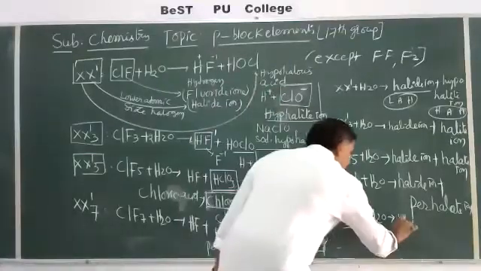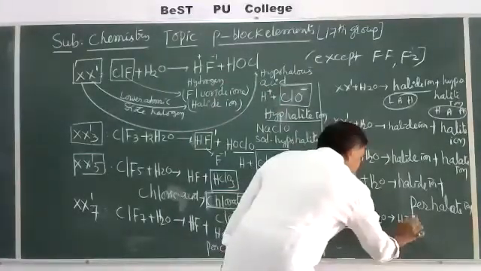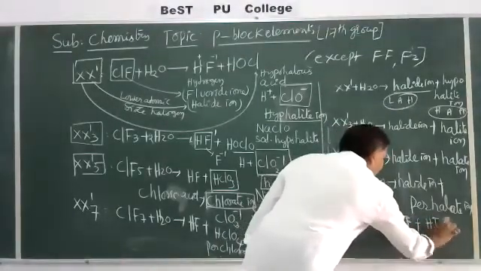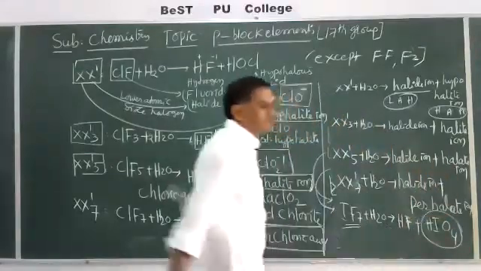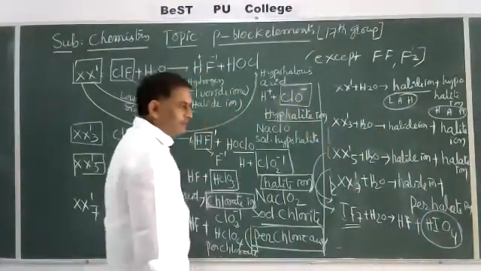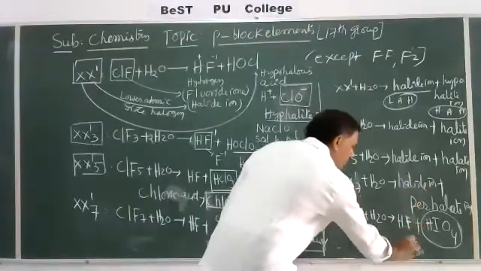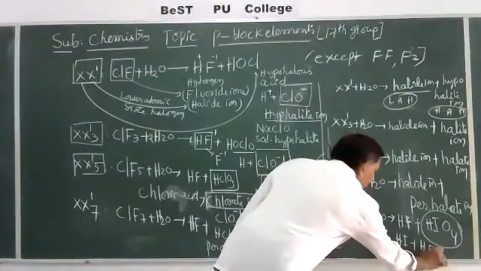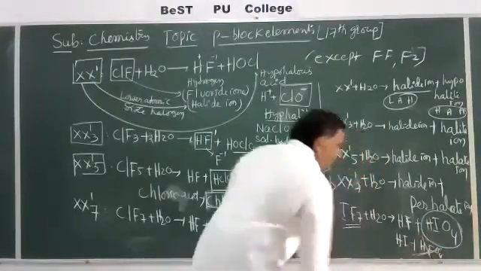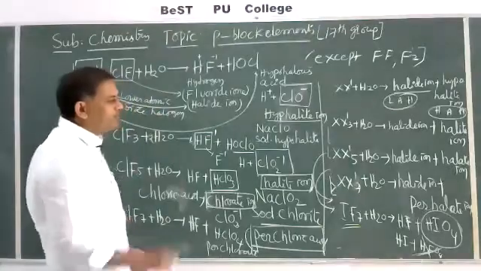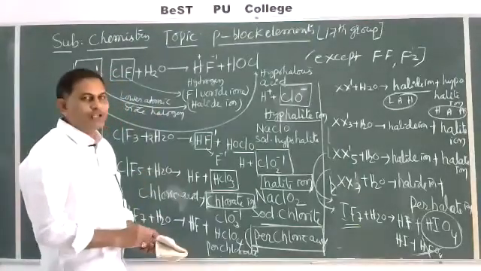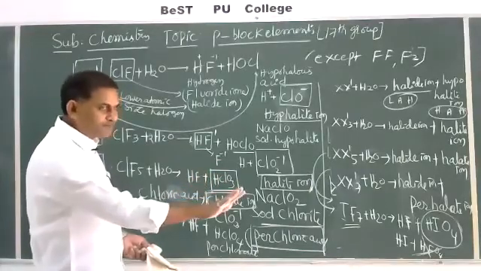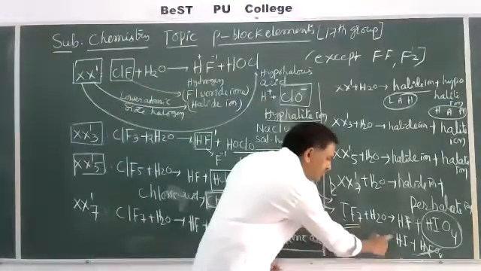That's why it gives HF plus HIO4. Yes, HIO4 is formed. It is very important. To confuse the children in the examination, they'll give HI plus HFO4 also. It doesn't form like that. Only fluorine forms just one oxoacid, that is HOF. That's why HFO4 is not possible, and this combination is wrong.